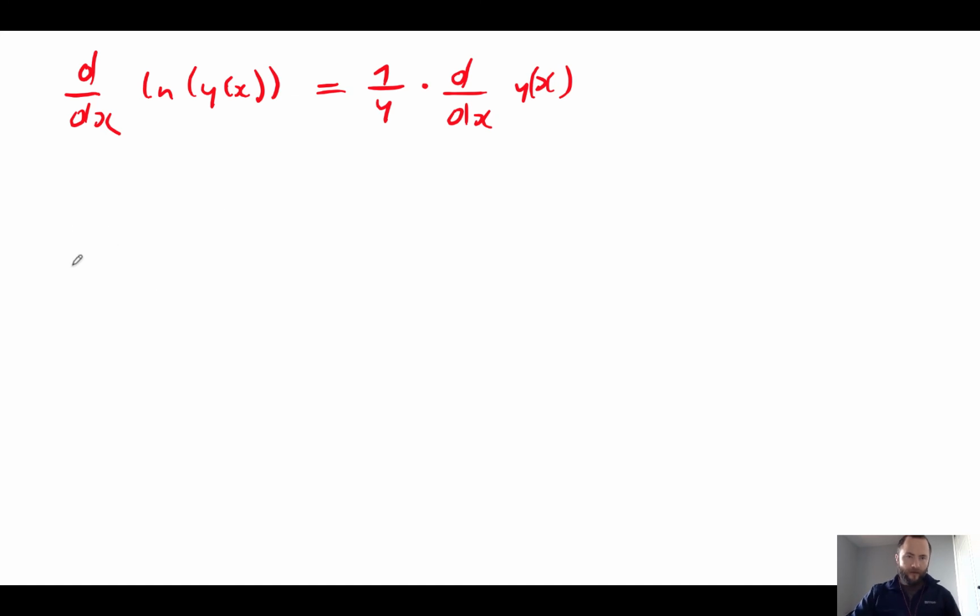So in order to find the derivative of a function like the function we just dealt with, the first step is to take the log of the function.